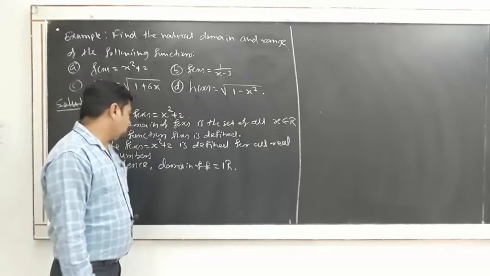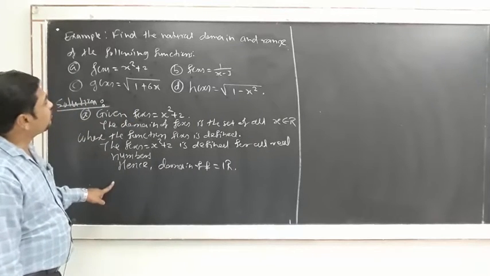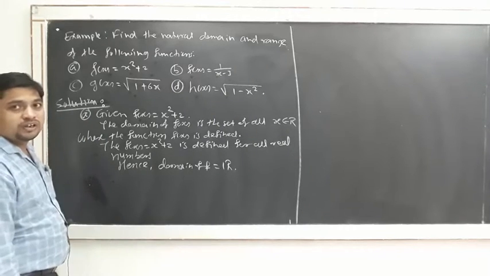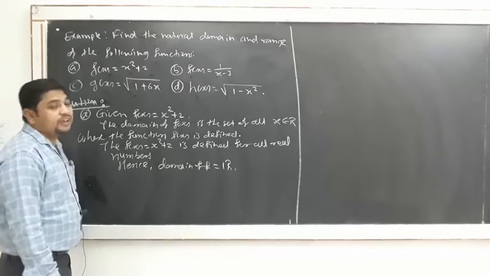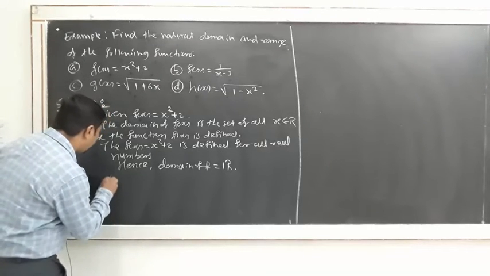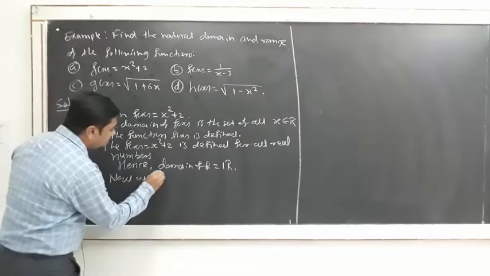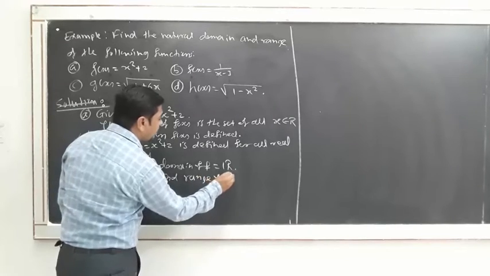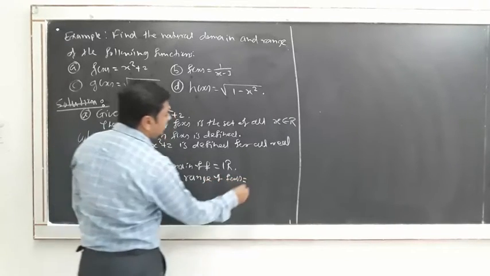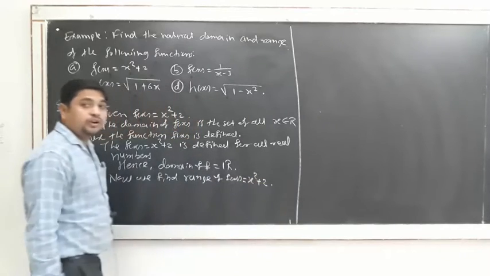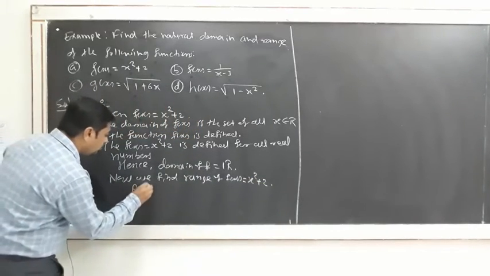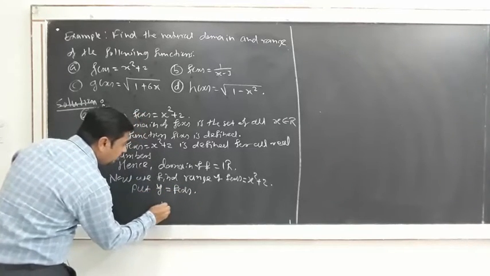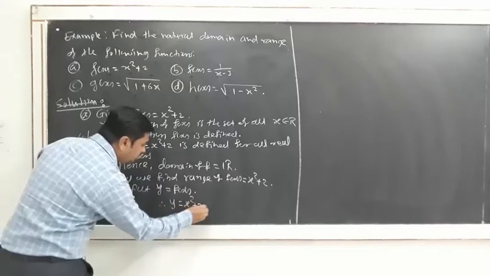Okay, so what is next? Now we have to find the range of this function. And what is range? Range means the set of all images. Now we find the range of f of x is equal to x square plus 2. So what is our first step? Put y is equal to f of x. That means this equation is y is equal to x square plus 2.